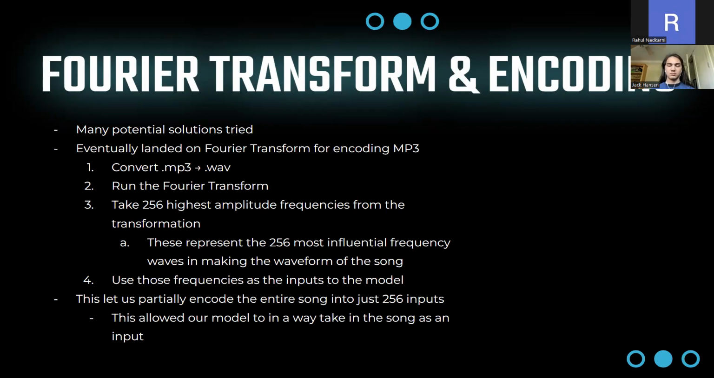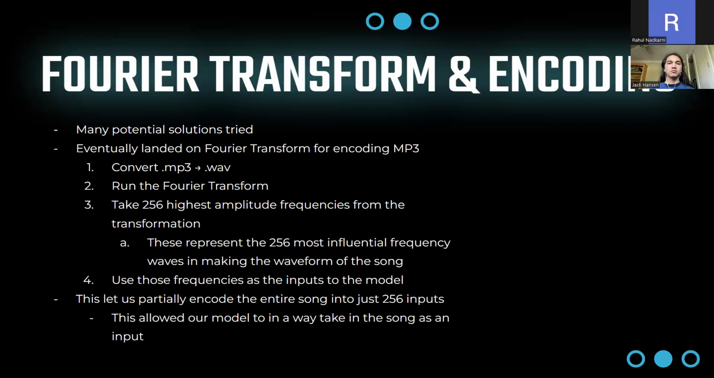And we were pondering this for a little bit, and we eventually came across a Fourier transform for encoding MP3s. How this works is we take the MP3 and convert it to a WAV file. At that point, we run a Fourier transform on the WAV file. And just a little quick explanation, a Fourier transform breaks down a wave into the corresponding sine waves that add up to it. So each of these sine waves will have different amplitudes and different frequencies. And when you add them up, it creates this whole wave that can represent a song. So we broke it down into the sine waves that add up to it.